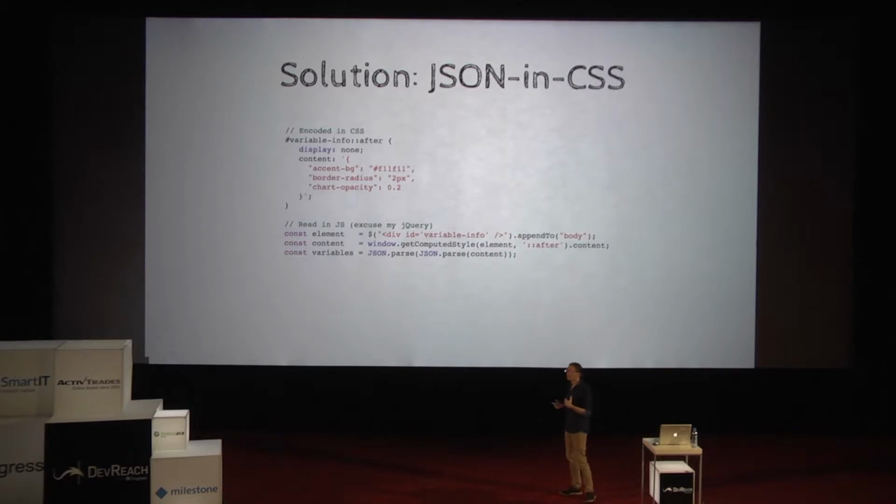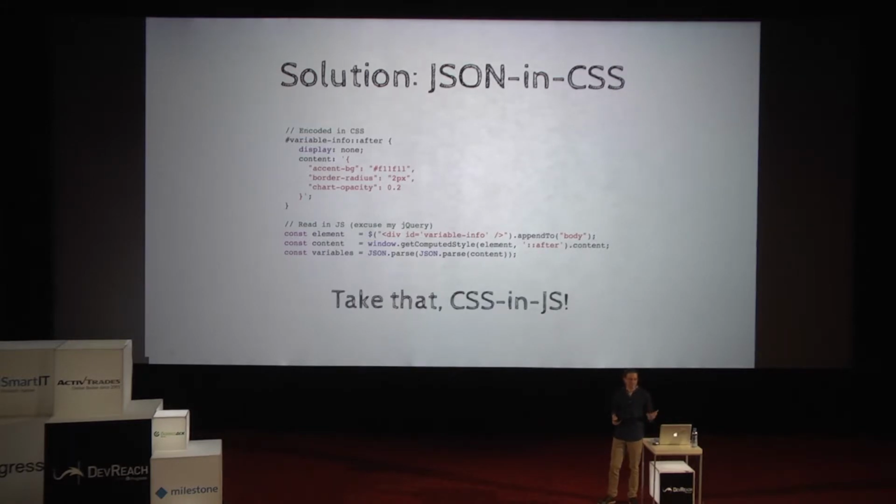So this allowed us to really have the complete theme inserted into CSS and then read it out from JavaScript. And generating this CSS in Sass is literally 10 lines of code, 5 of which are comments. That's really easy to do. So that made us create JSON in CSS, which is kind of the opposite of the current trend of CSS in JavaScript, but hey, that's cool.